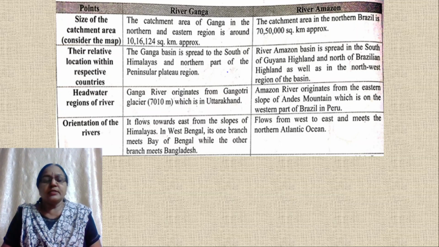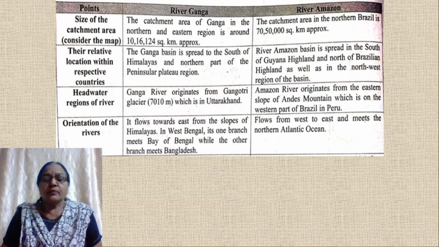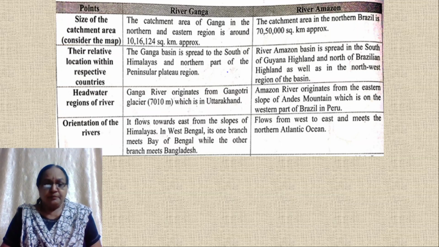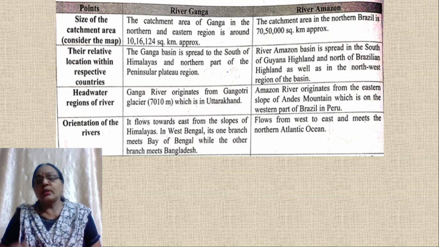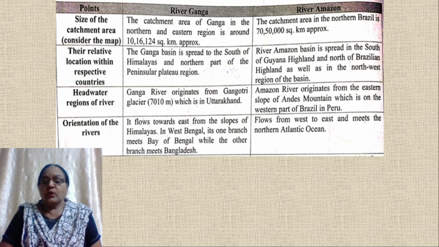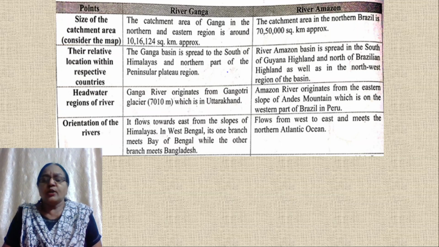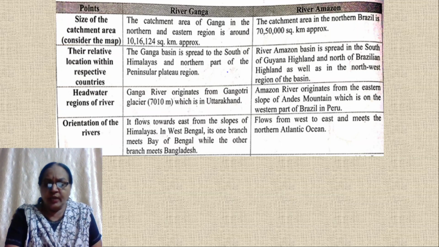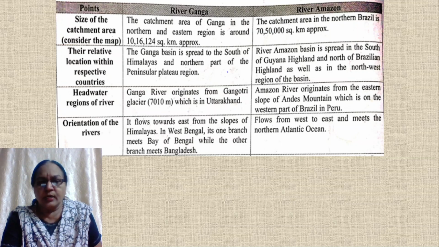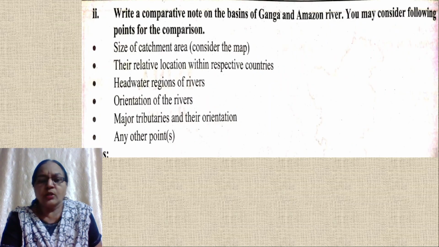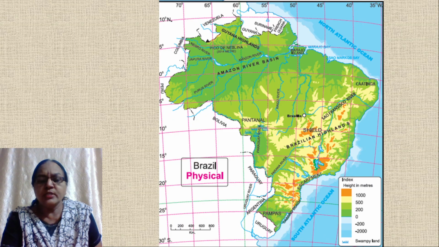Okay, and in West Bengal, its one branch meets the Bay of Bengal while the other branch meets Bangladesh. Look at the Amazon River. The Amazon River flows from the western direction to the eastern direction and it meets the North Atlantic Ocean. So you can look at the rivers.